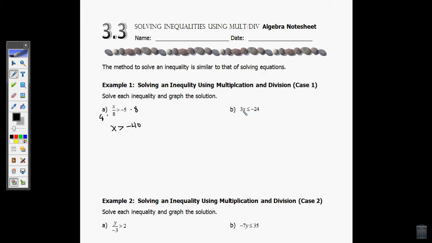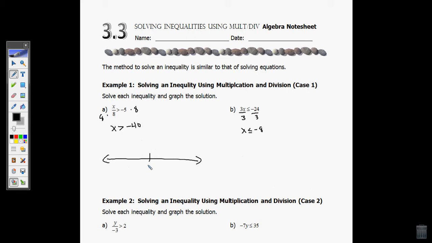In this one, I have x being multiplied by 3, so I divide by 3 on both sides. And when I do that, I get x is less than or equal to 24 divided by 3, which is negative 8. Fantastic. Now, again, I should be graphing these on a number line.